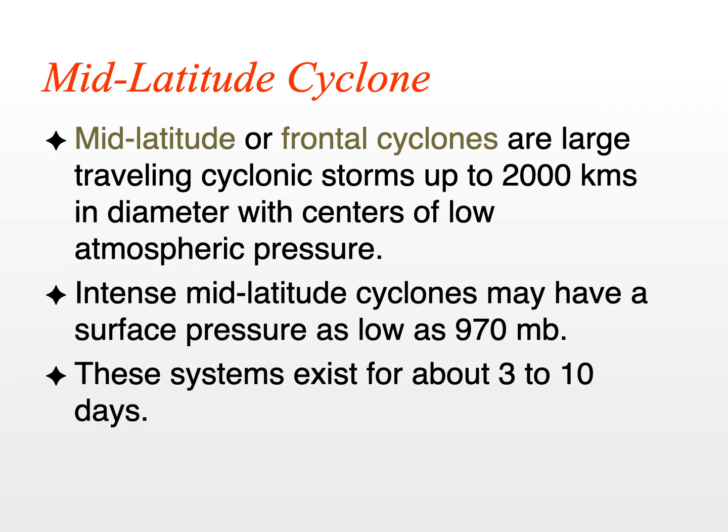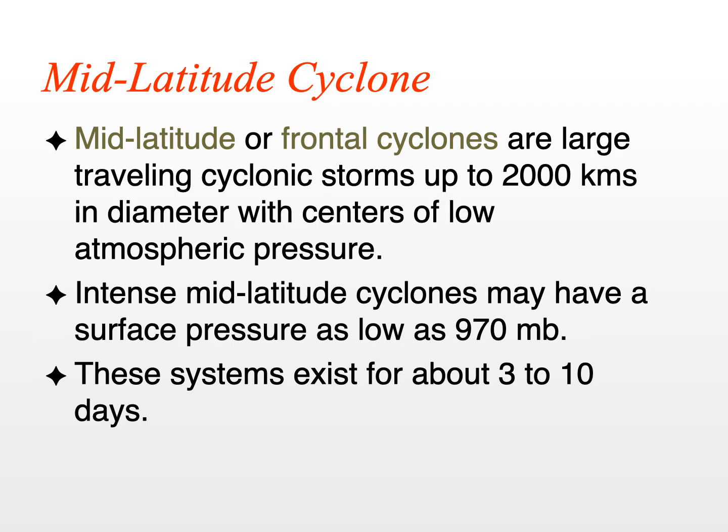Mid-latitude cyclones can be quite large. They can be up to 2,000 kilometers in diameter. The low pressure at their center can drop to as low as 970 millibars, so they can be as strong as a weak hurricane. These systems exist for about 3 to 10 days, so it's quite variable how long they last.